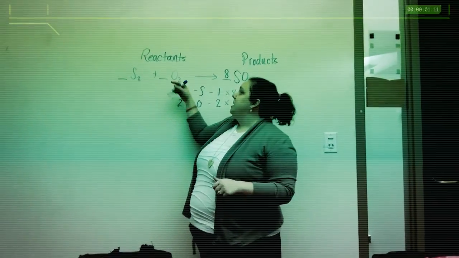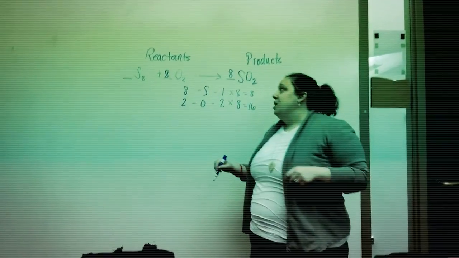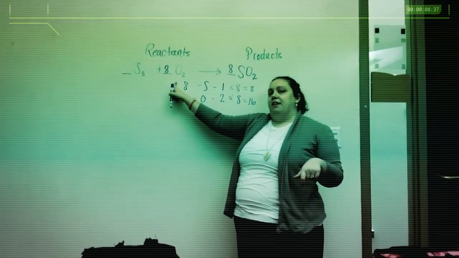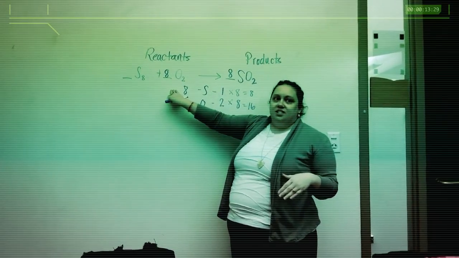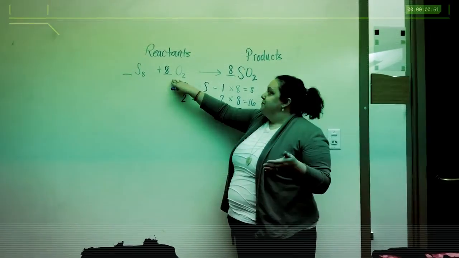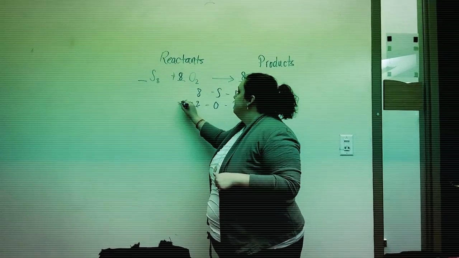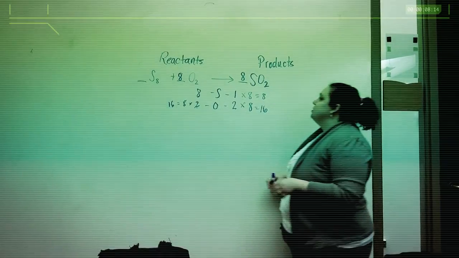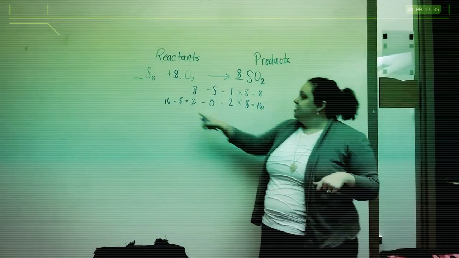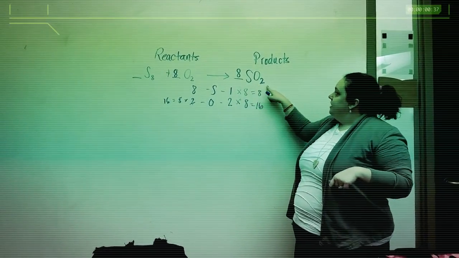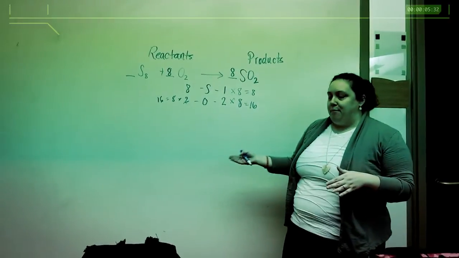So I'm going to come over here to my reactant side, and I'm also going to put an 8 in front of this oxygen so that this oxygen is balanced and this oxygen has enough atoms as well. So I've got 2 times 8, and that gives me 16. So let's double check. I've got 8 sulfurs, 16 oxygens, 8 sulfurs, and 16 oxygens. My reaction is balanced. My atoms are happy.